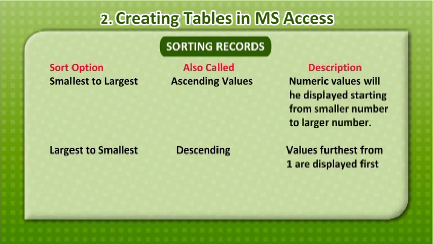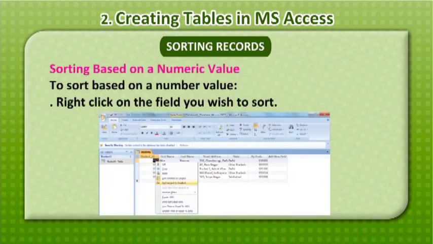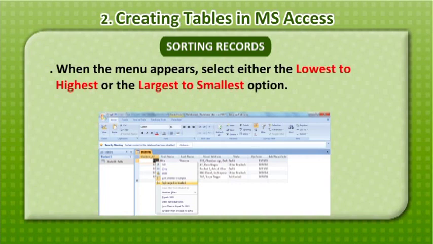Smallest to largest, ascending values. Numeric values will be displayed starting from smaller number to larger number. Largest to smallest, descending. Values furthest from 1 are displayed first. Sorting based on a numeric value. To sort based on a number value, 1. Right-click on the field you wish to sort. When the menu appears, select either the lowest to highest or the largest to smallest option.